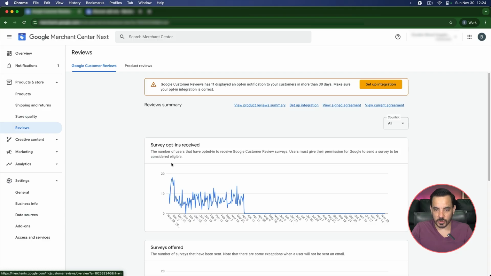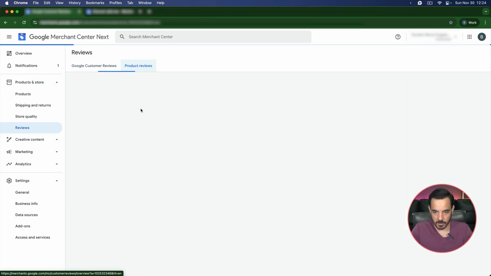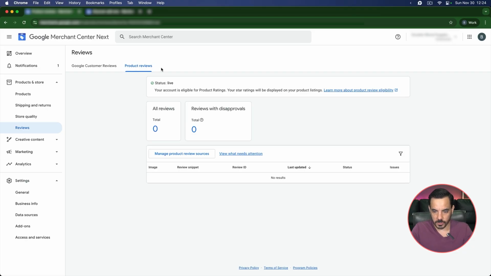Now, once you've added Google customer reviews and product reviews into your Google Merchant Center setup, then you'll be able to click here under products and store, come to reviews, and then you'll be able to see Google customer reviews here and product reviews over here. With your product reviews, you can now manage your product review sources. So this is now where you would want to connect your third-party aggregator. So let's say you're running with Judge.me, you'll be able to export a feed from Judge.me, and then you want to connect it here under product reviews, manage product review sources. This is where you want to connect it so that your reviews then start flowing from Judge.me or your third-party review aggregator into your Google Merchant Center.